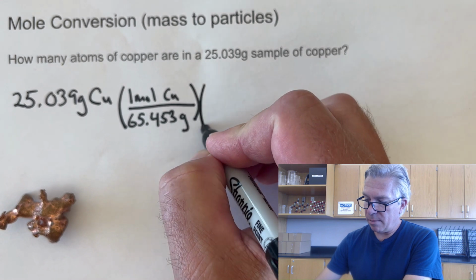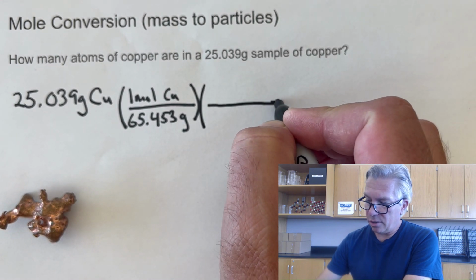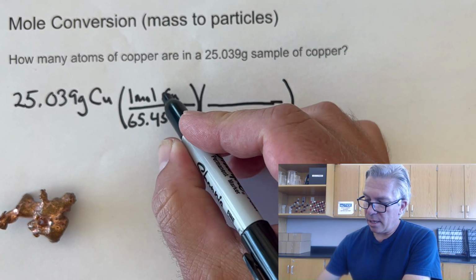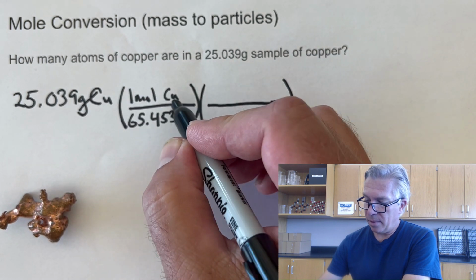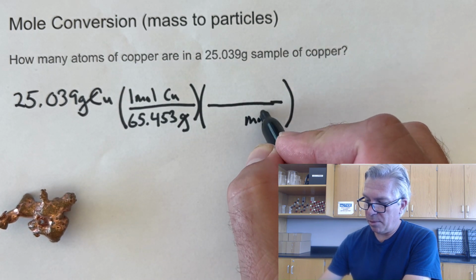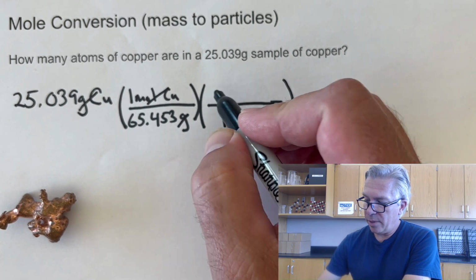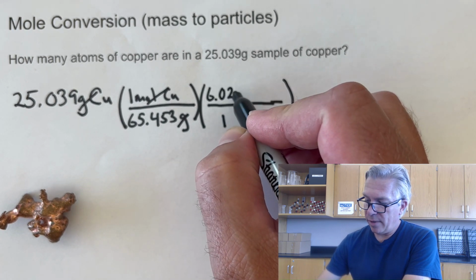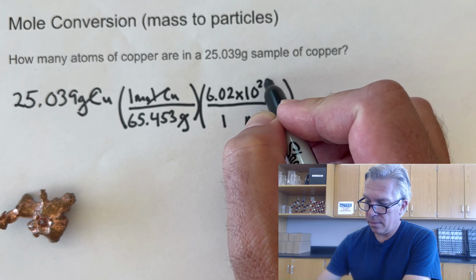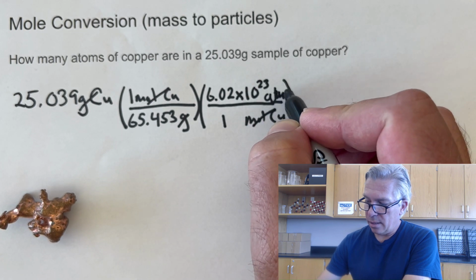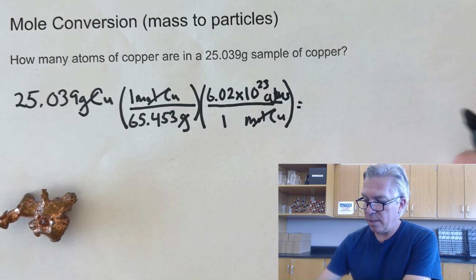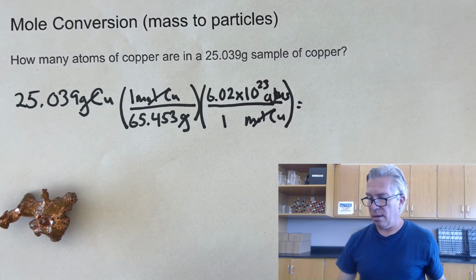And if I know that I'm going to keep going, I can simply add another conversion factor. Because I'm at this point in moles, and I want to get rid of moles, I can put that on the bottom. 1 mole of copper. And we've also learned that 1 mole of anything is Avogadro's number, or 6.02 times 10 to the 23rd atoms of that thing.